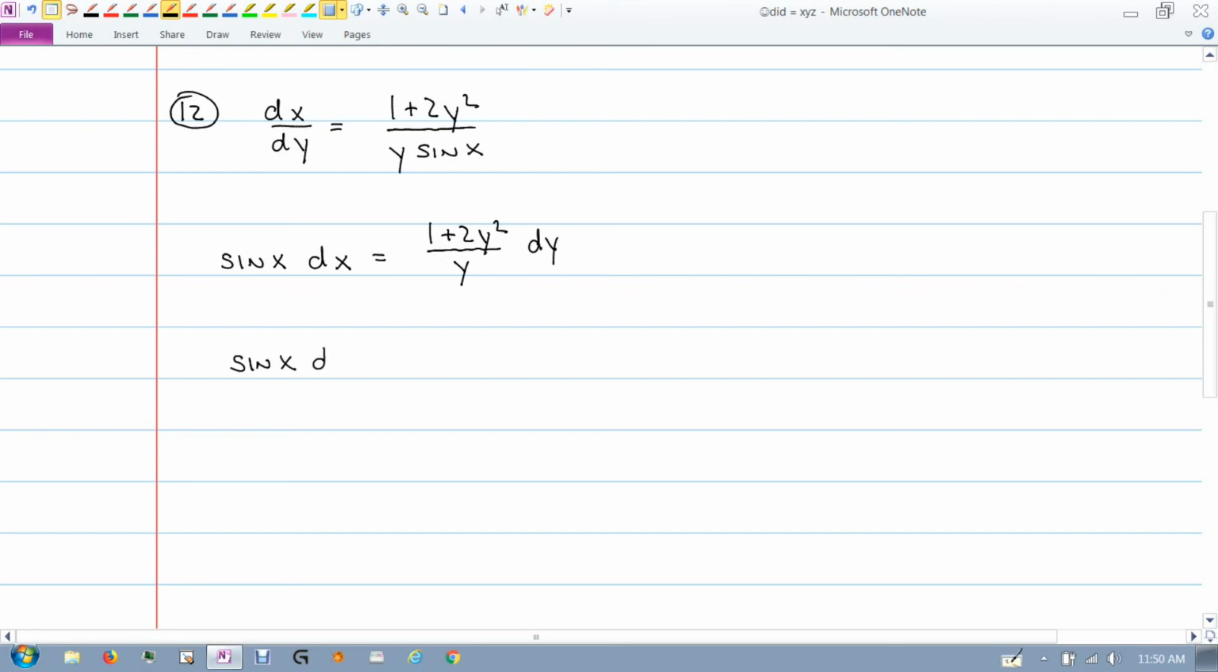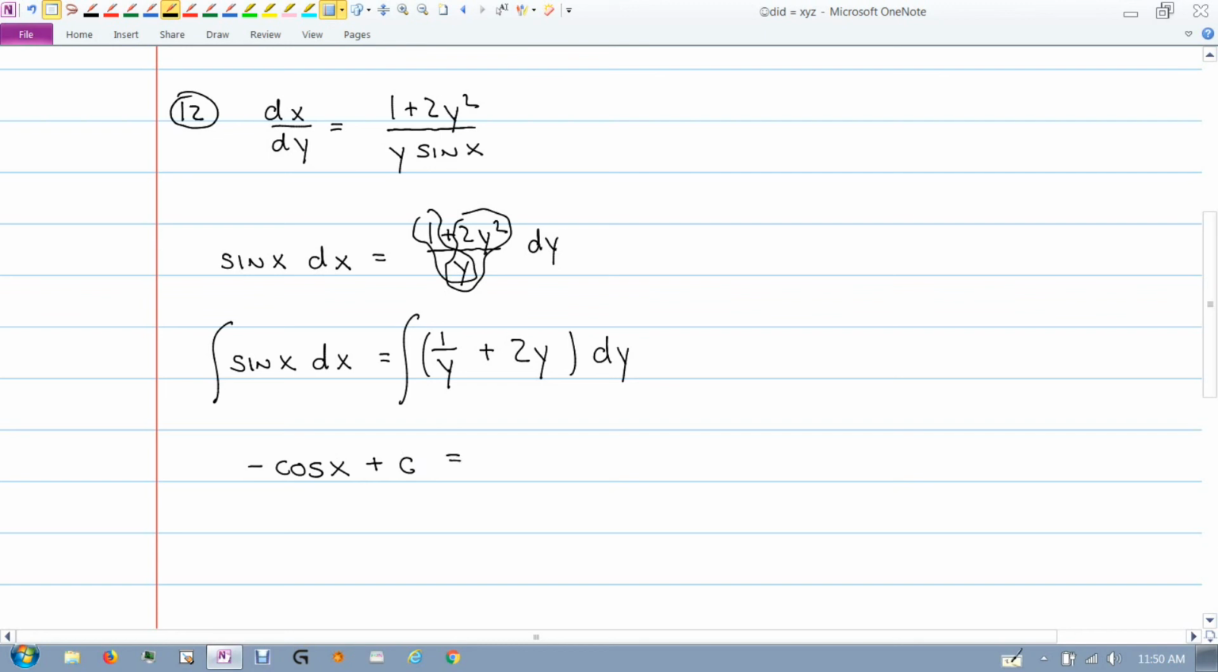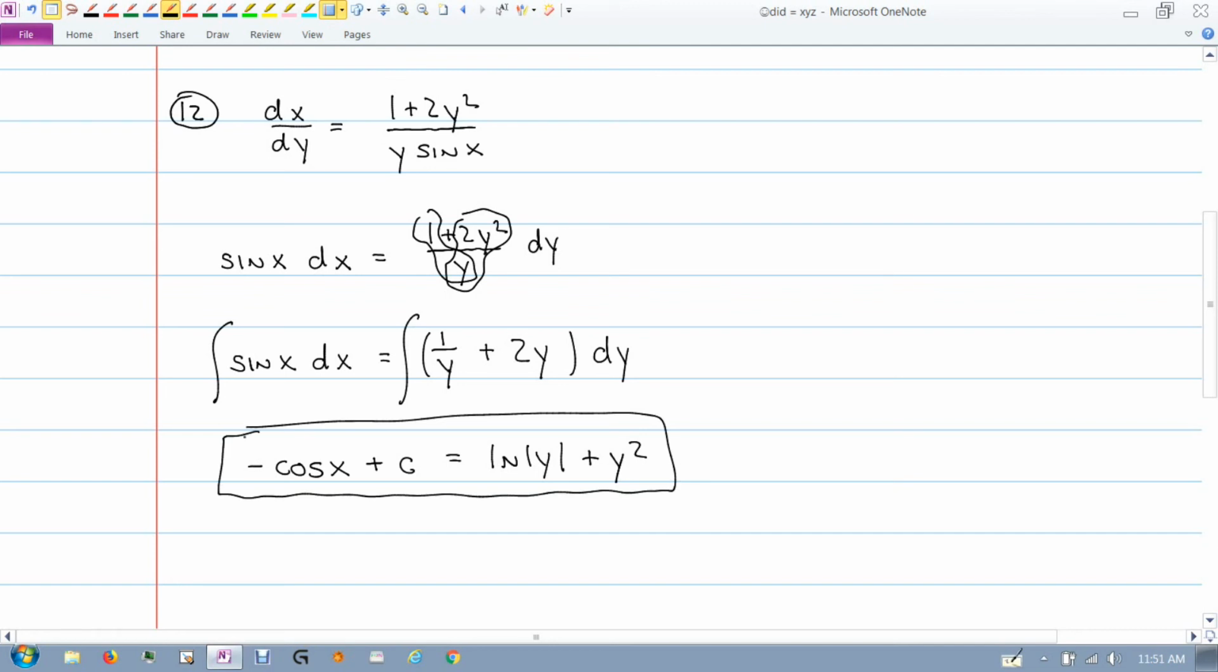Let's split up the right hand side, so we got 1 over y plus 2y, so that's again doing this and this separately, and then dy. And I'll put that in parentheses, and I will integrate like this. The antiderivative of sine is negative cosine plus some constant, and then on the right hand side we get natural log absolute value y plus y squared. Okay, this looks good. All right, let's move on.